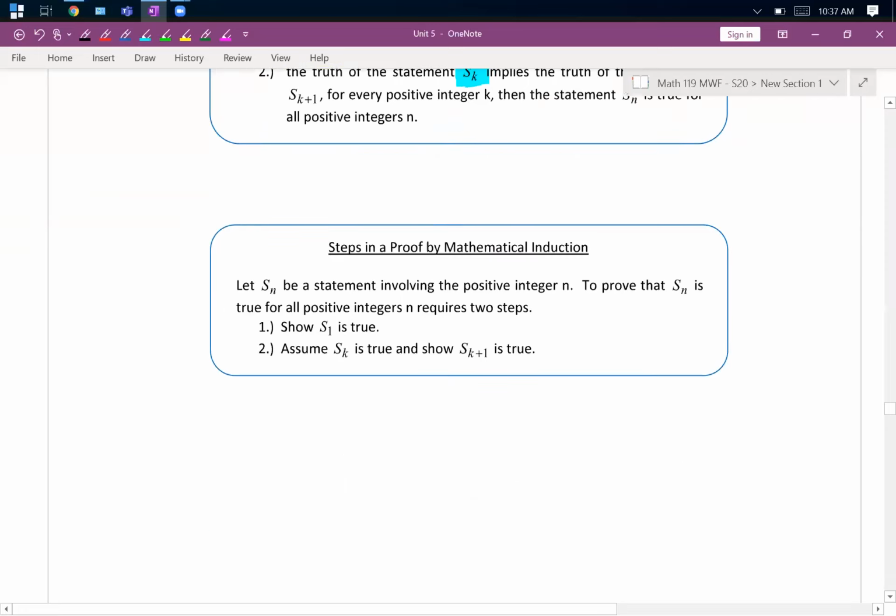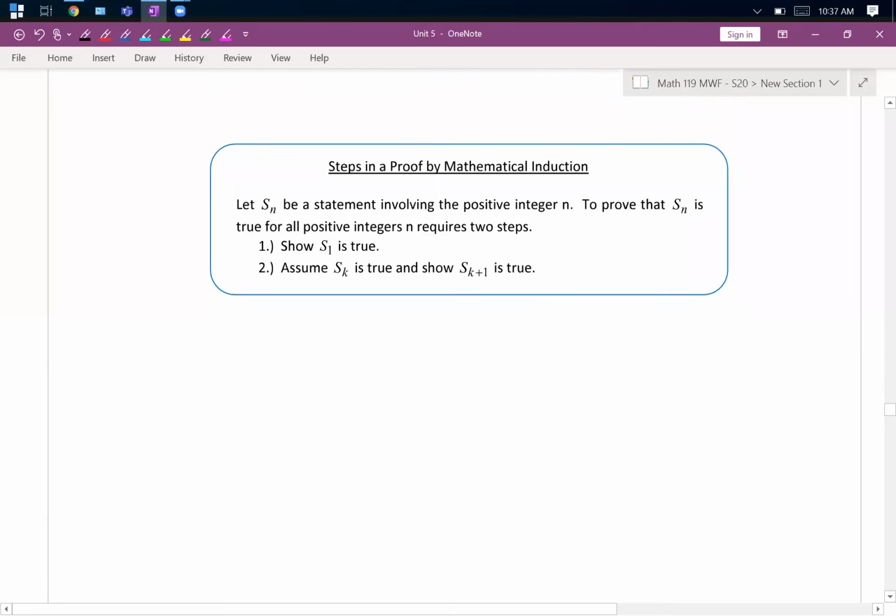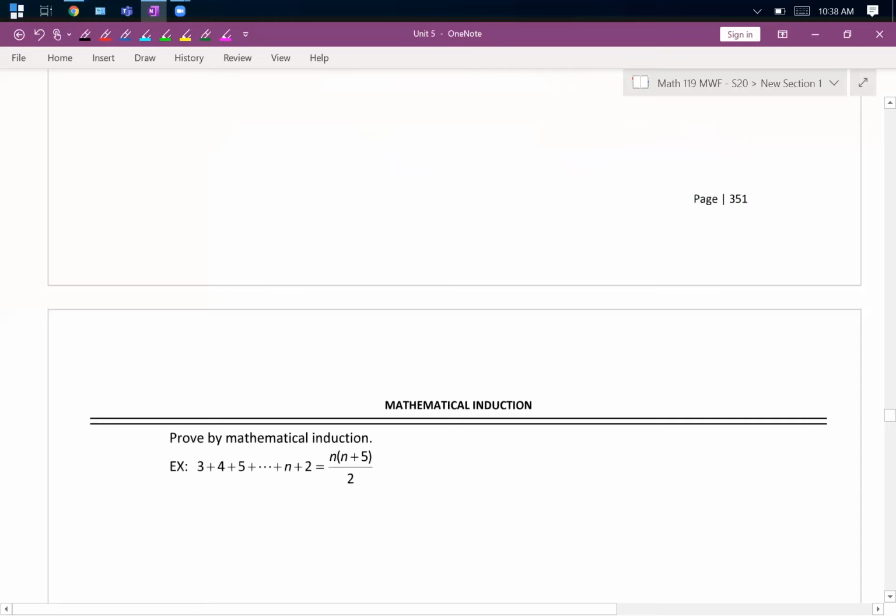So these are our steps in our proof by mathematical induction. Again, we're going to be given some partial sum statement, S sub n, a statement involving the positive integer n. To prove that S sub n is true for all positive integers, the first thing we're going to do is show that S sub 1 is true. So we're literally going to plug 1 into the formula and see if we get the first number in the sequence. Then we're going to assume S sub k is true and prove that S sub k plus 1 is true.